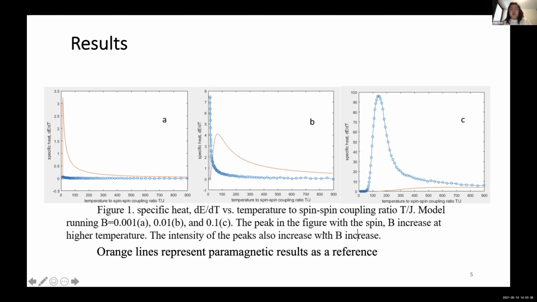When the B is increased, the peaks will be increased at higher temperatures, and the intensity of the peaks also increased with the B increased. The orange line represents the paramagnetic results as the reference to my anti-ferromagnetic experiments.